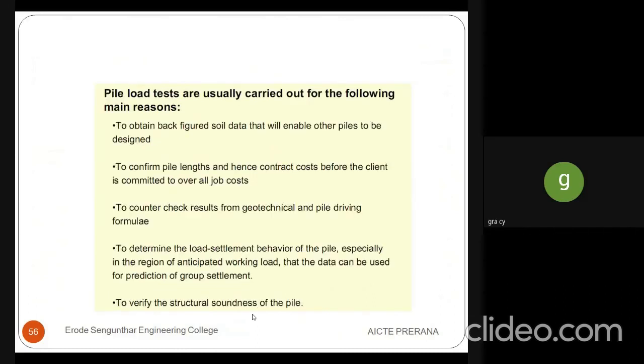The pile load tests are usually carried out for the following main reasons. To obtain back-figured soil data that will enable other piles to be designed. To confirm pile length and hence contract cost before the client is committed to overall job cost. To counter check results from geotechnical and pile driving formulae. We have to determine the load settlement curve using the graph, and we are able to find out the behavior of the pile, especially in the region of the anticipated working load, and that data can be used for the prediction of group settlement. The last reason is to verify the structural soundness of the pile.